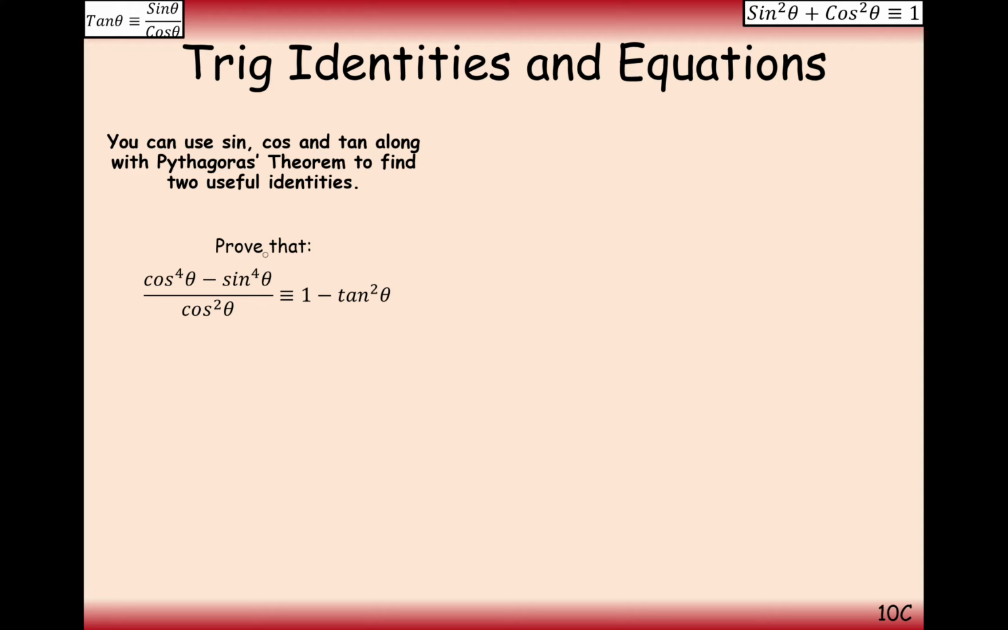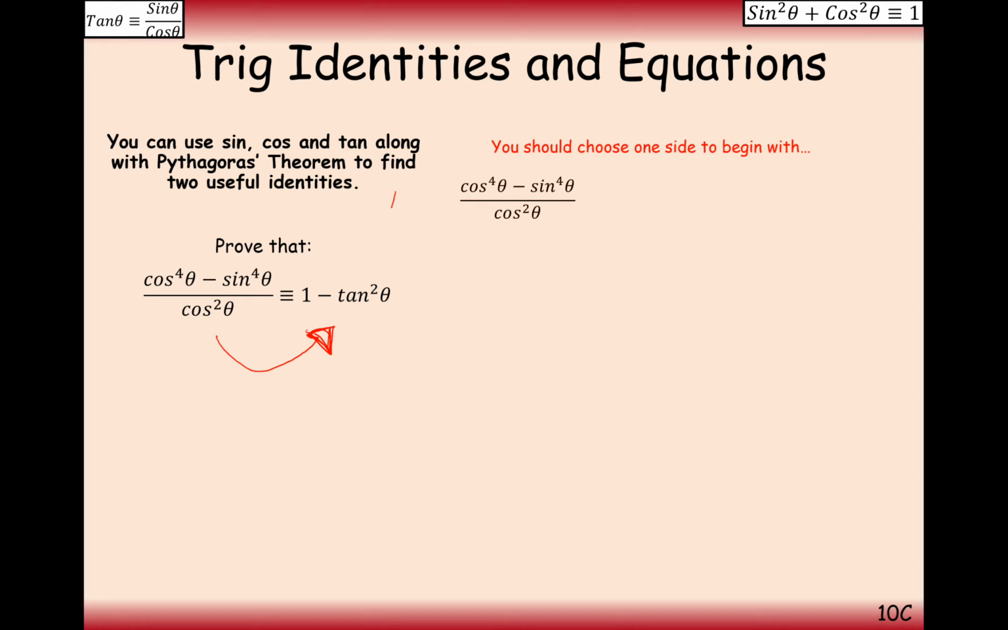Right, okay, we're going to prove an identity now, and this is starting to get a little bit tricky. Cos to the 4 theta minus sine to the 4 theta, divided by cos squared theta, is identical to 1 minus tan squared theta. Now, you have to do this in the way that I'm going to set it out here and show you how to do it. You can't be timesing values from one side to the other in this expression. What you have to do is start from one side and show that it's identical to the other side. Do not transfer items from one side to another.